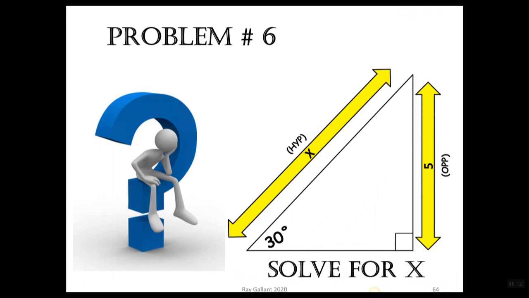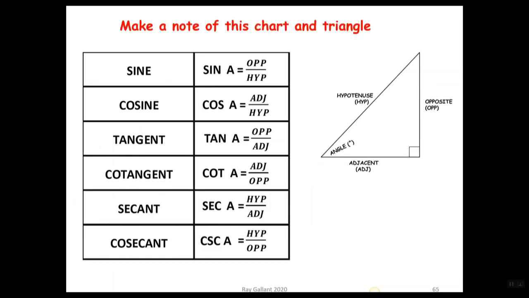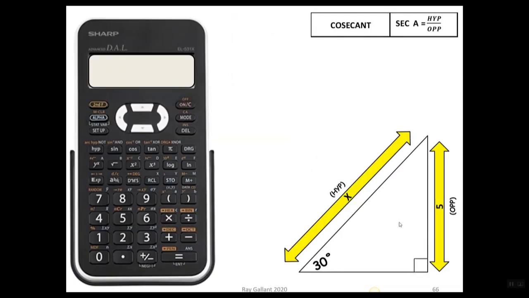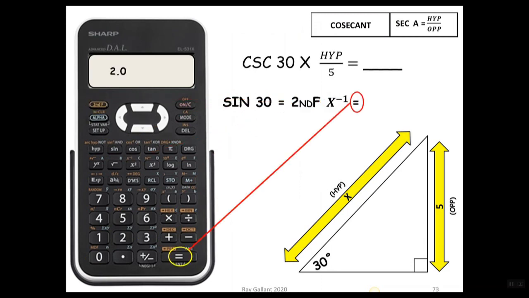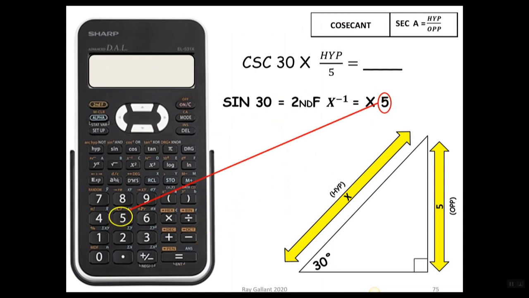Problem number 6. So we have the opposite length, and we want to find our hypotenuse. Let's go to our chart. So we're going to say hypotenuse over opposite. Hypotenuse over opposite. Cosecant, which is the inverse of sine. Sine 30, equals, second function, 1 over, equals, times 5, equals 10.